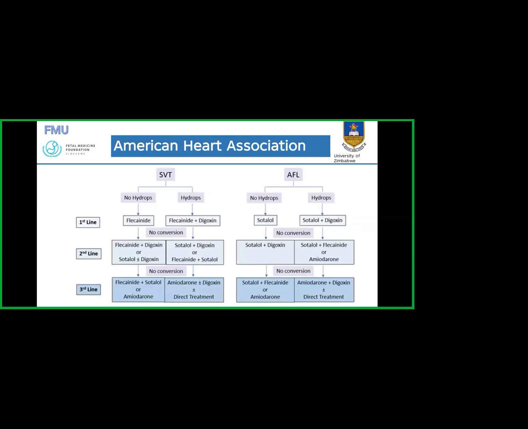So this is an algorithm from the American Heart Association for the management of supraventricular tachycardias and also atrial flutter. For supraventricular tachycardia, we divide our patients into those with hydrops and those with no hydrops. Flecainide is the first line treatment for those without hydrops. Then for those with hydrops, we can add digoxin. Then we go on to the second line, third line.